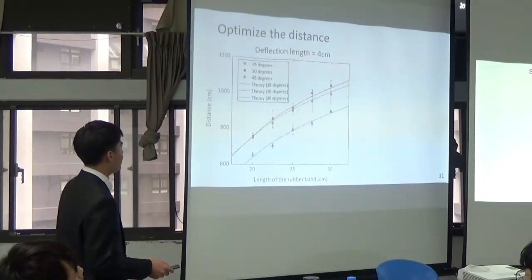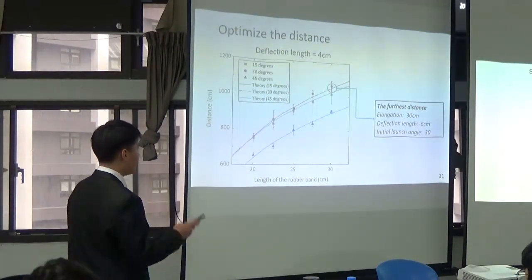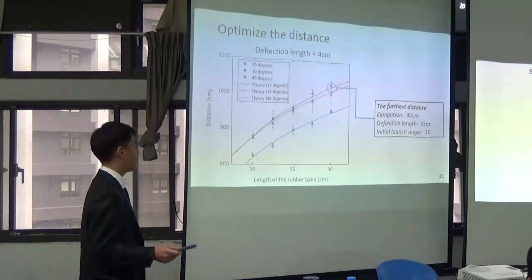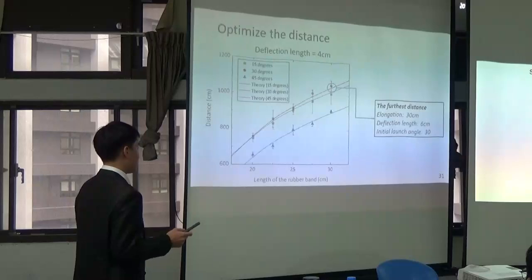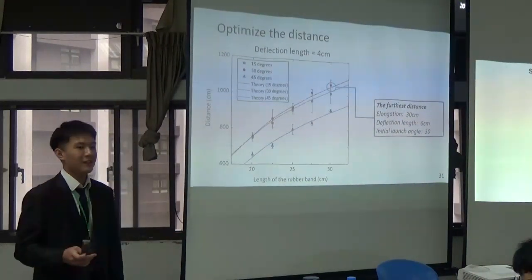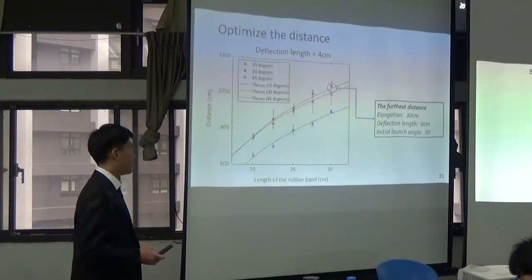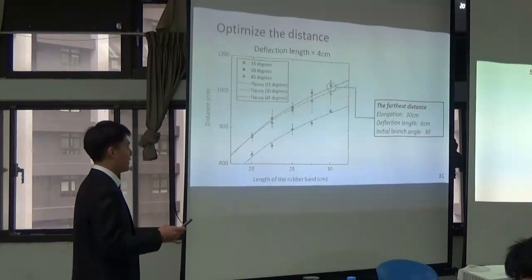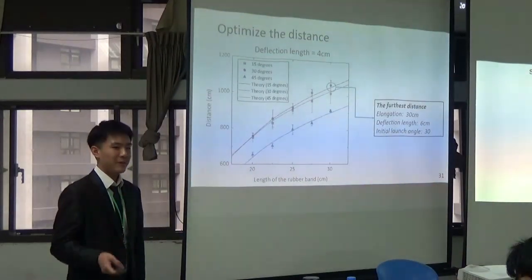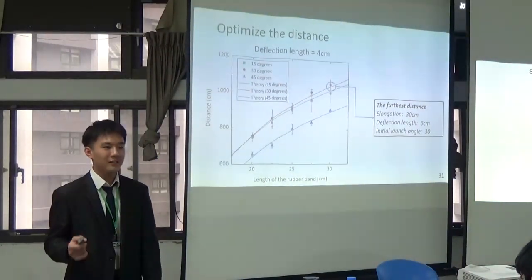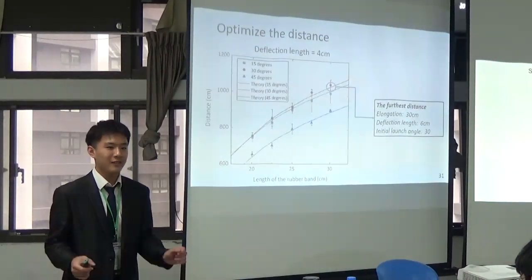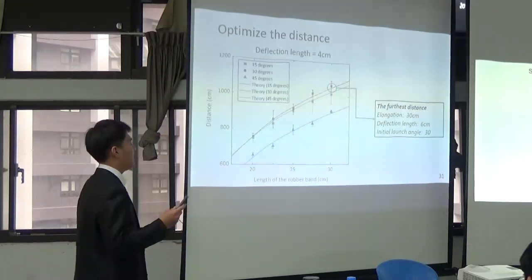So as you can see here, the furthest distance we have reached is with the elongation of 30 cm and the deflection of 6 cm and also the initial launch angle of 30 degrees. But elongation will play a very big part in this phenomenon. So with longer elongation, it will cause the rubber band to fly farther.